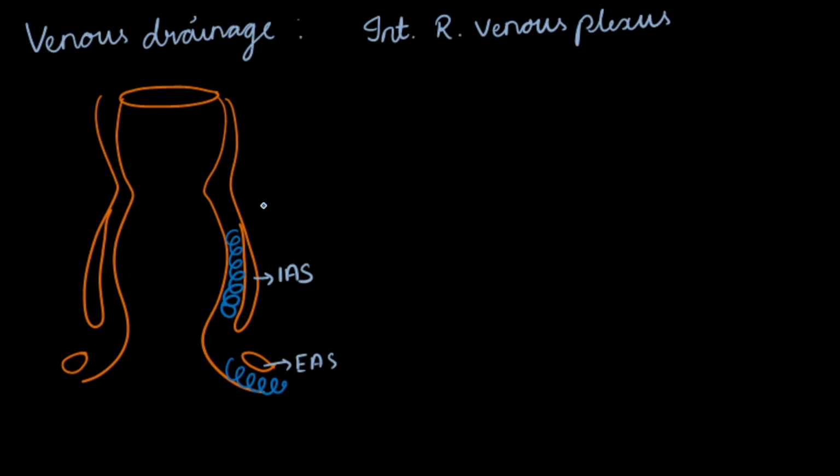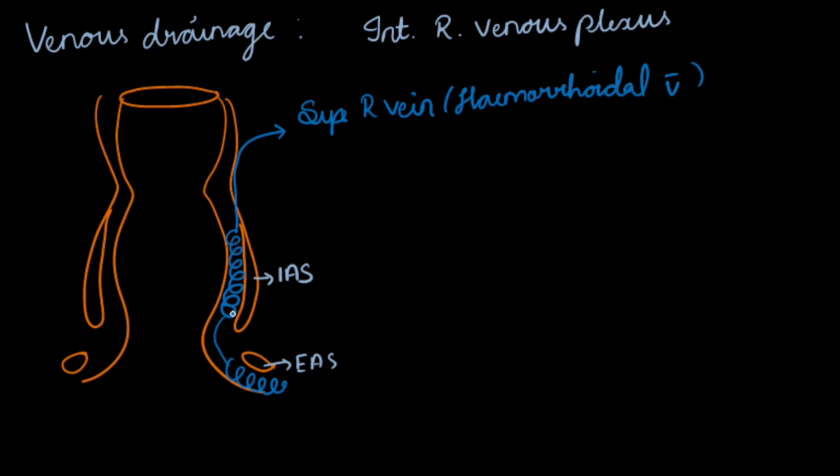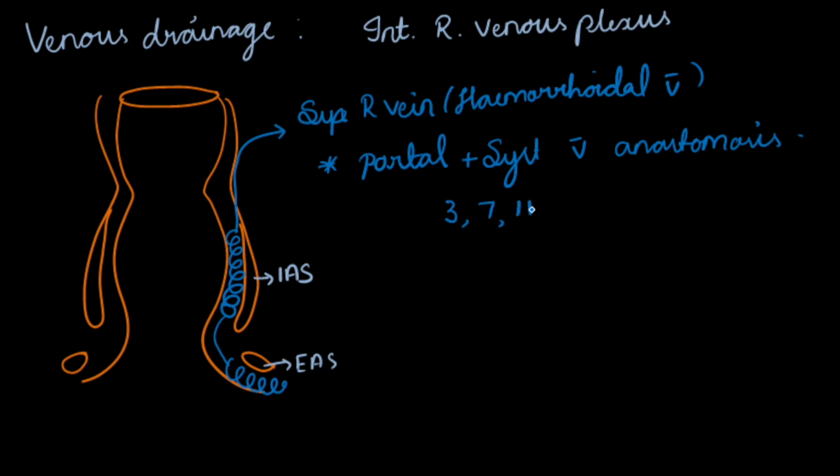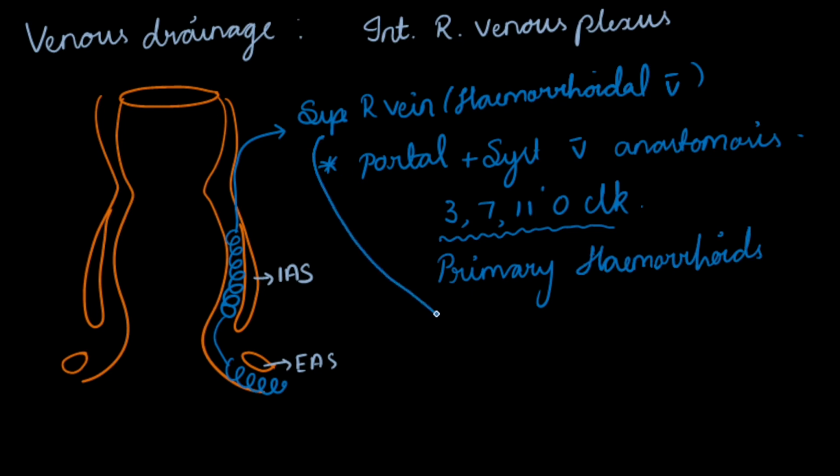You just imagine this: the internal rectal venous plexus drains into the superior rectal vein, which is also called the hemorrhoidal vein. This internal rectal venous plexus communicates freely with the external venous plexus, and also with the middle and inferior rectal veins. This internal rectal venous plexus forms the major area where the portal and systemic veins anastomose, and these veins are present in the anal columns at the 3, 7 and 11 o'clock positions. So whenever there is any problem in the portal and systemic venous anastomosis, there will be dilatation of the veins leading to primary hemorrhoids, which we can see exactly at these clock positions, 3, 7 and 11 o'clock. And this superior rectal vein finally drains into the inferior mesenteric vein.